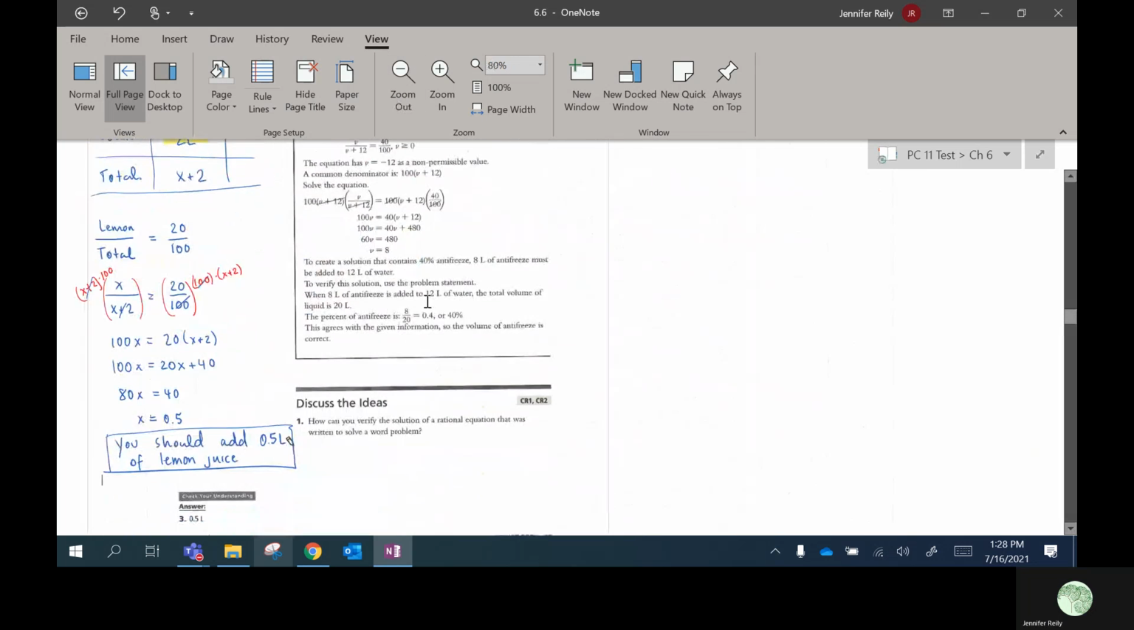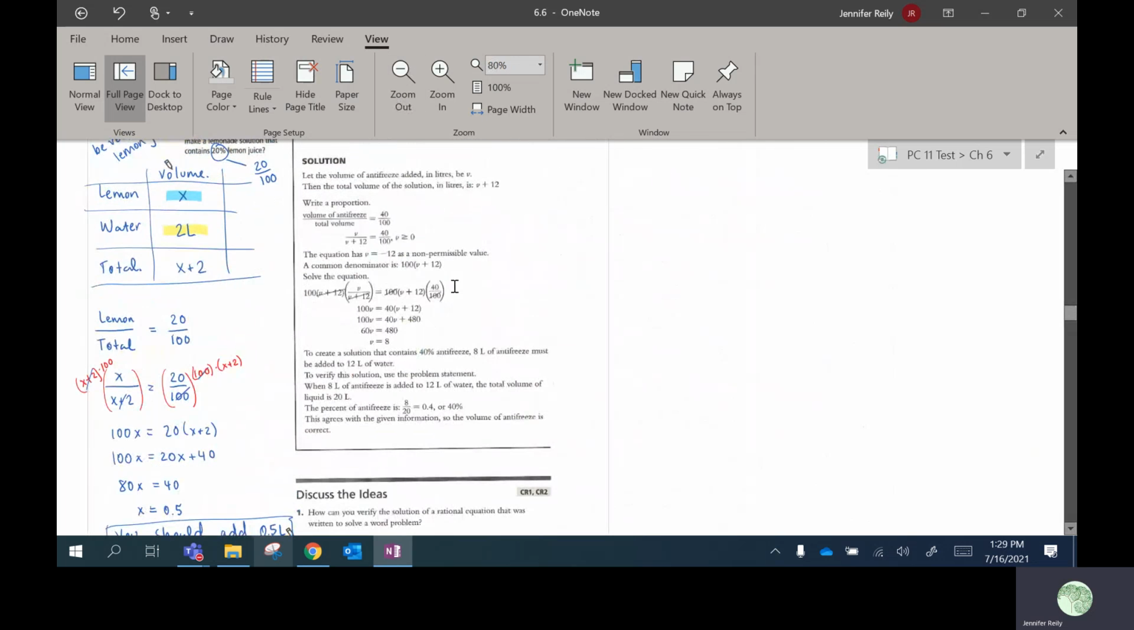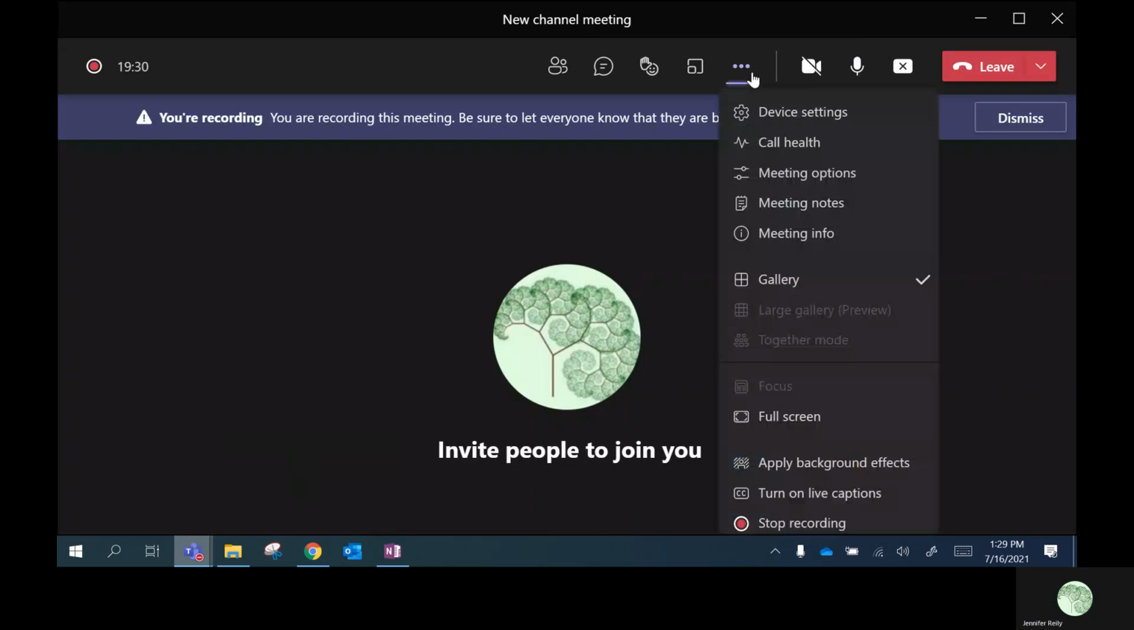And that's it. So those are the 3 main scenarios you'll see: distance, speed, time, work questions, and then these chemistry type questions. So that's the end of the lesson. I'll pause it there.